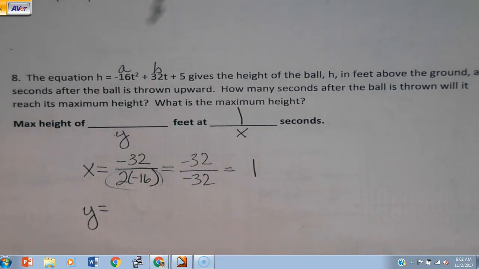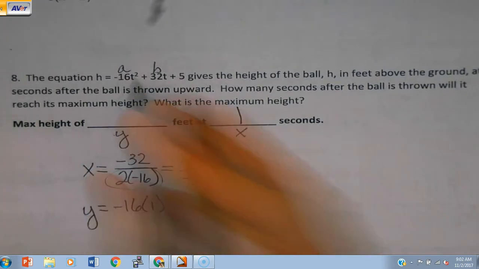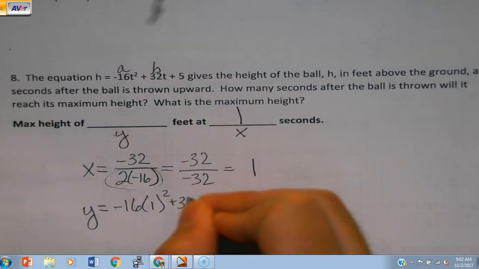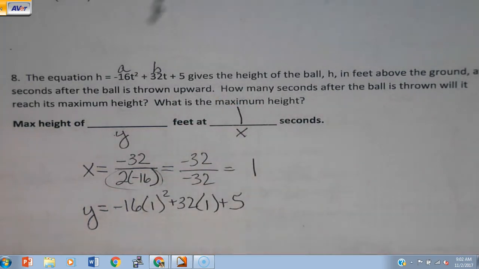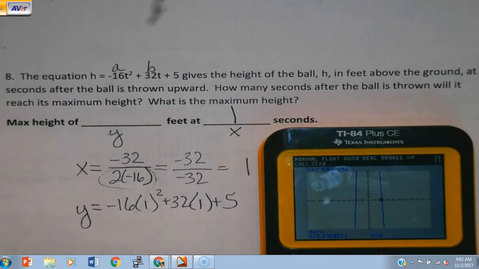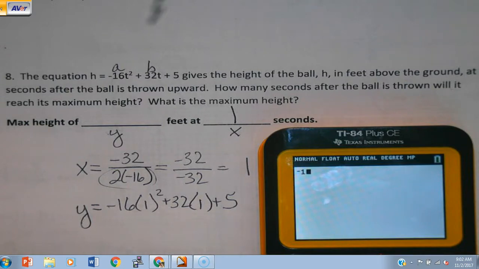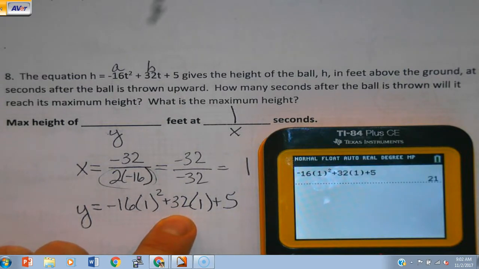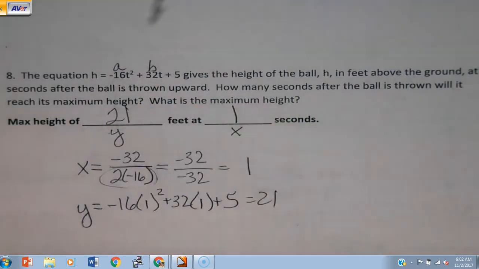So then the y is just plugging that 1 in wherever the t's are. And if you decide on that one you want to go straight to a calculator, I don't see any issue with that. Again, just make sure you're being careful when you type it in. So it's going to reach a maximum height of 21 feet after 1 second.